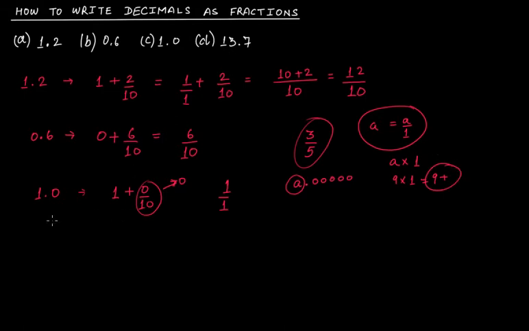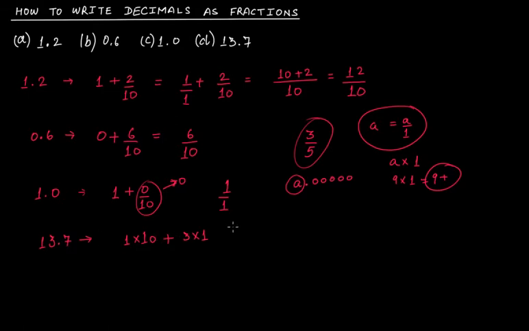Now we have 13.7. If you look at this 13.7, what does it tell you? It tells you that at the ones place you have 3. At the tens place you have 1, right? So we have 1 ten, and we have 3 ones, and that makes it 13, right? That makes it 13.